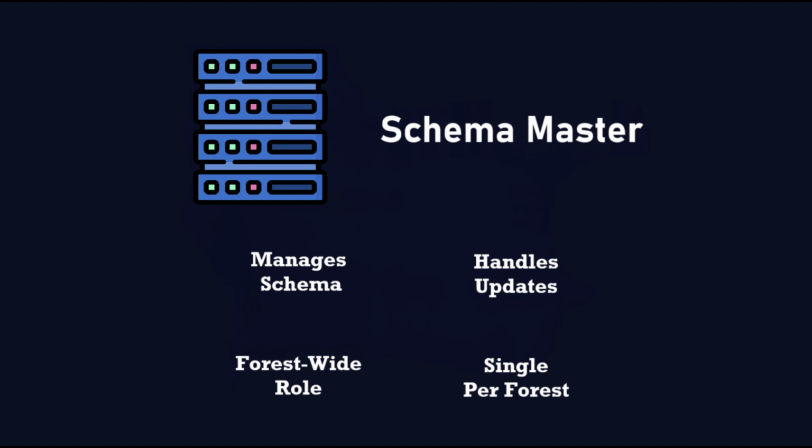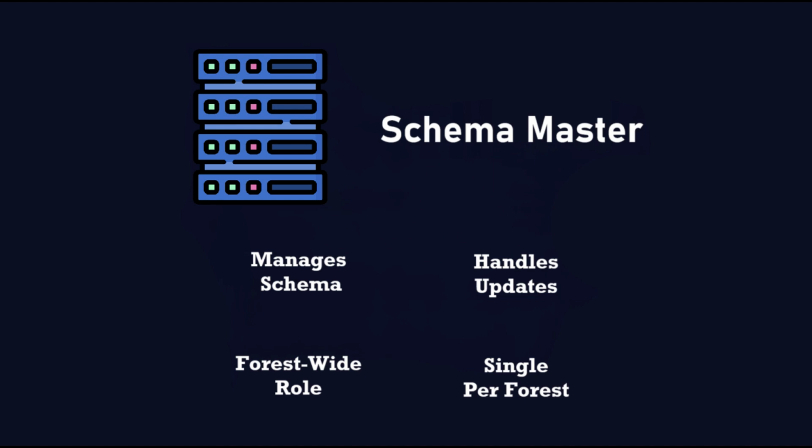The schema master is responsible for managing the Active Directory schema, which defines the structure, object classes, and attributes within the directory. The schema acts as a blueprint that dictates what types of objects can exist in Active Directory and what properties they can have. It determines which object types, such as users, groups, computers, printers, and organizational units, can be created. It defines the attributes, such as name, email, IP address, and department that each object type can contain.